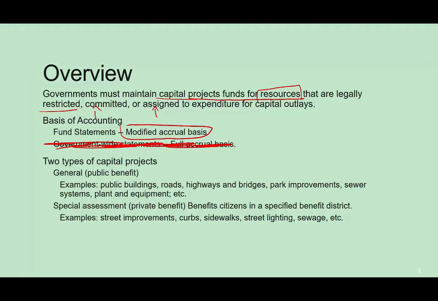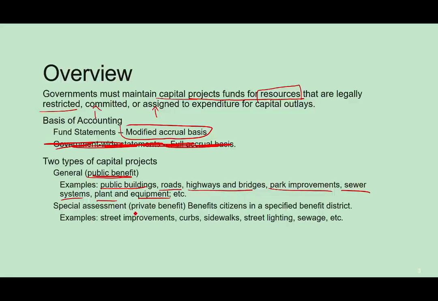And there are generally two types of capital projects. First, there is the capital project that benefits the public. Examples are public buildings, for example, the city would like to build a hall, roads for everyone, highways and bridges, park improvements, sewer systems, plant and equipment. Those are examples of capital projects.